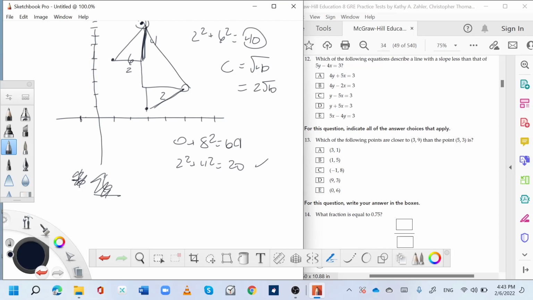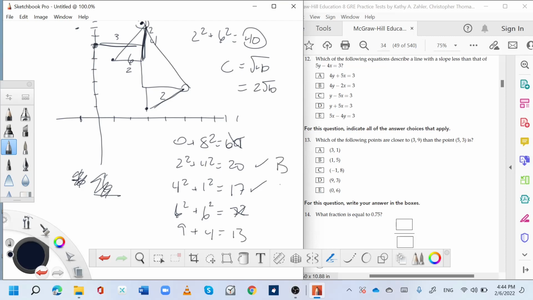Negative 1, 8. Negative 1 was over here, and then 8 is way up here. So we've got 1, 2, 3, 4. 4 squared, and then 1 squared. So 17. Check. So that gives us C. D, 1, 2, 3, 4, 5, 6, 7, 8, 9. 9 gives us 6 on the X. And then 3, 6 again, that's way too many, that's 72. That's a no. And finally 0, 6. 0, 1, 2, 3, 4, 5, 6. That gives us 3 here and 2 there. 9 and 4 is 13.